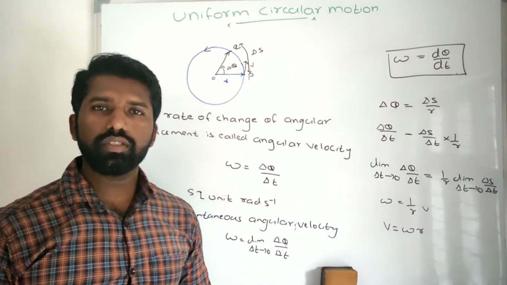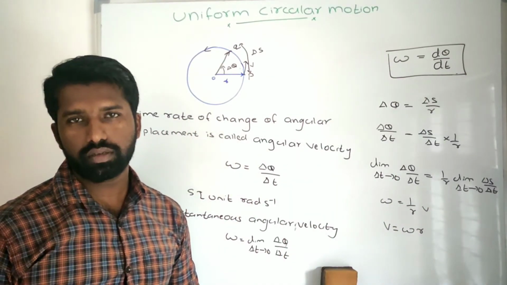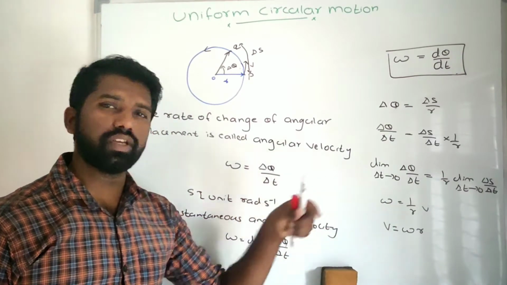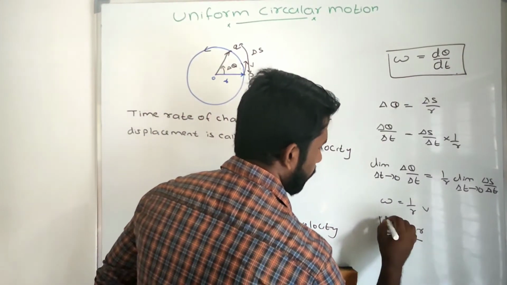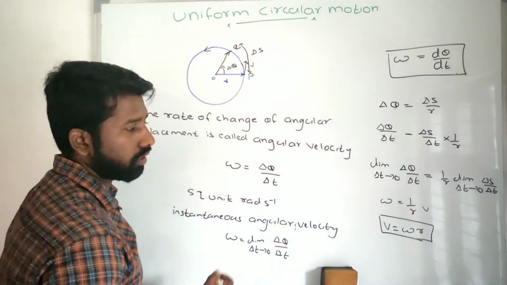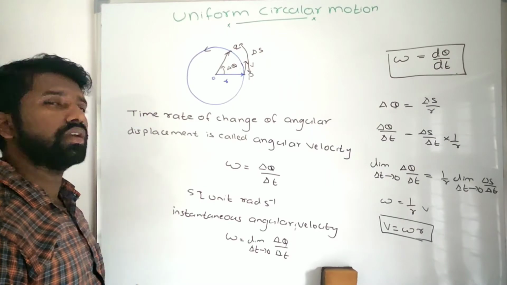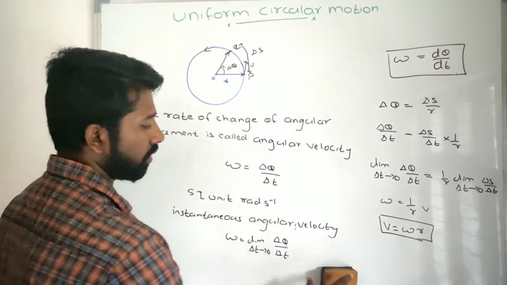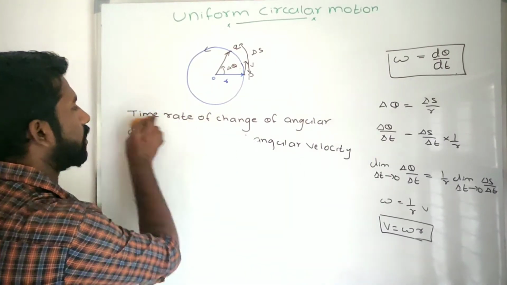The linear velocity is a vector quantity and the radius is also a vector quantity. To satisfy the vector relation, we have considered omega also a vector quantity. The direction of omega is found by using the right-handed rule. I will explain now how we can find out the direction of omega.